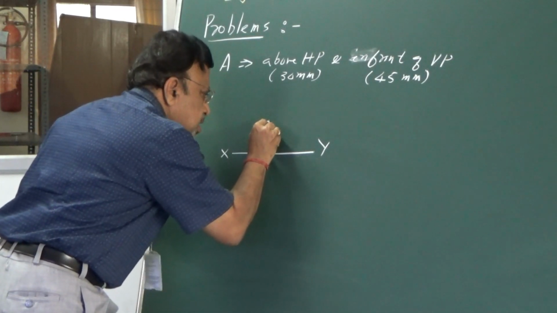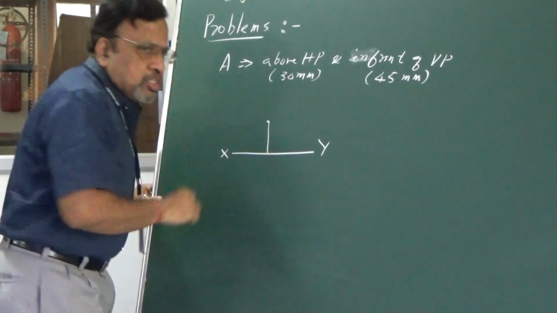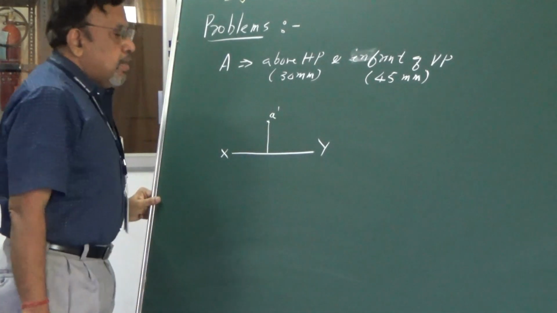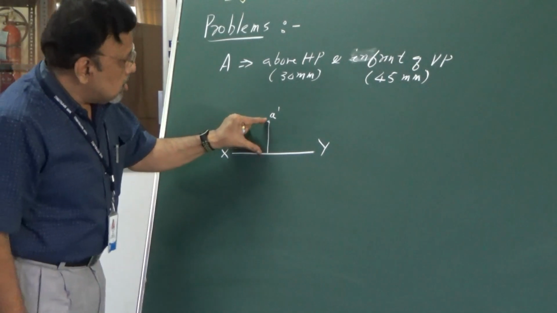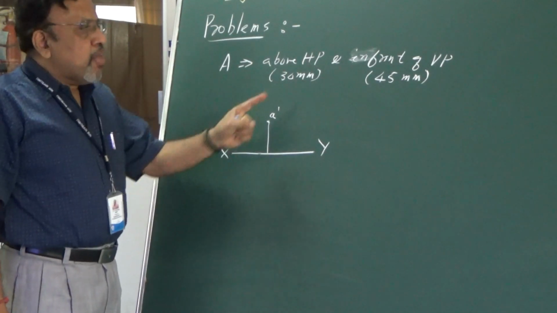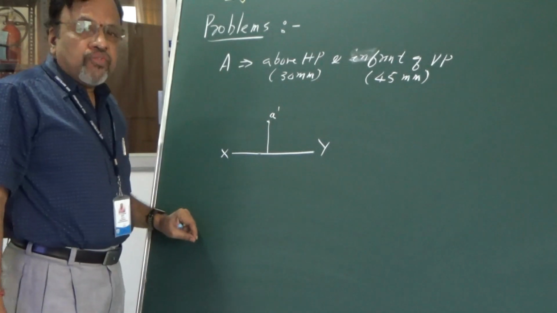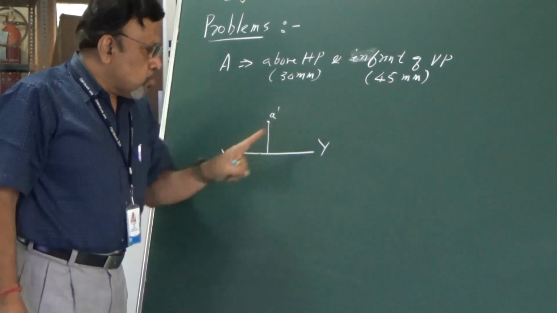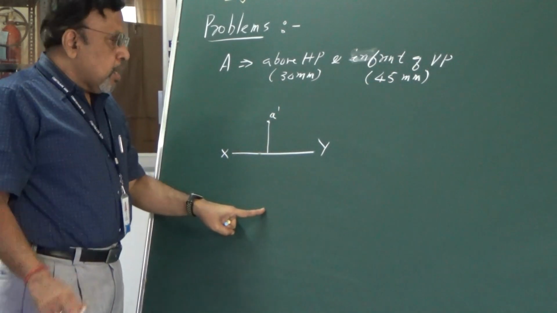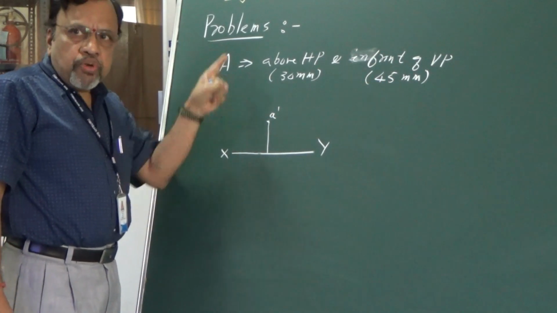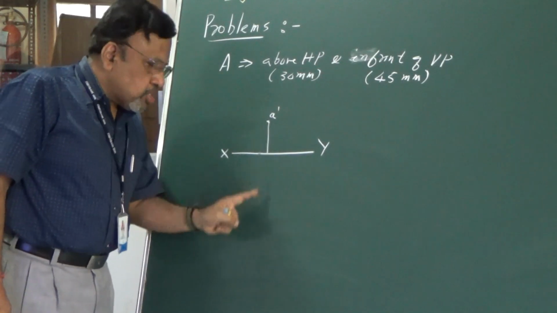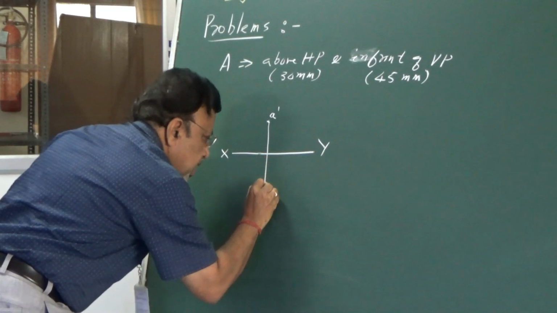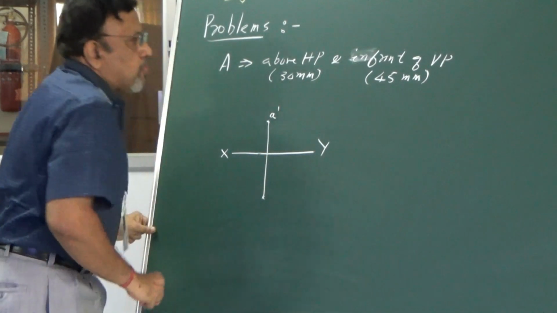Then I should draw this line very light. Remember, this is a projector, so the projector should be a very light line. Then this is the point A dash, at the distance I took as 30 mm. Then it is in front of VP by 45 mm, so the top view point will be below XY line by a distance equal to 45 mm. Remember, the top view and front view points should be on the same projector, and that projector should be as light as possible. So I will draw that projector and take this distance as 45 mm.